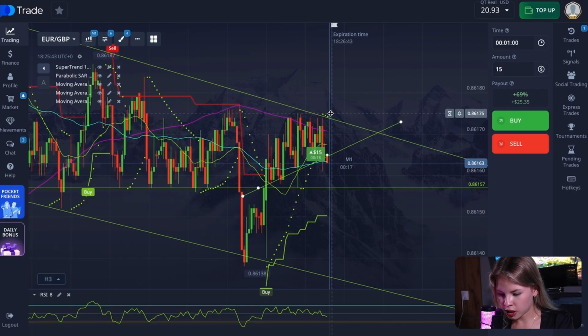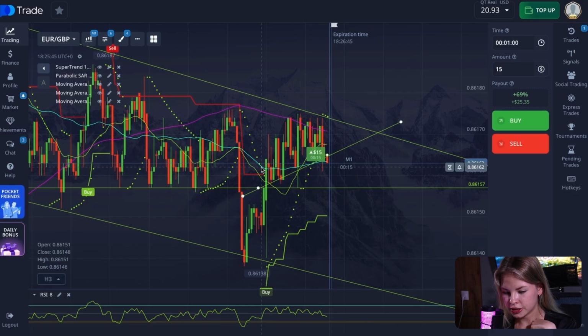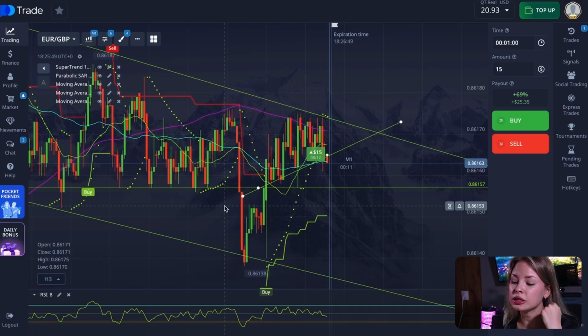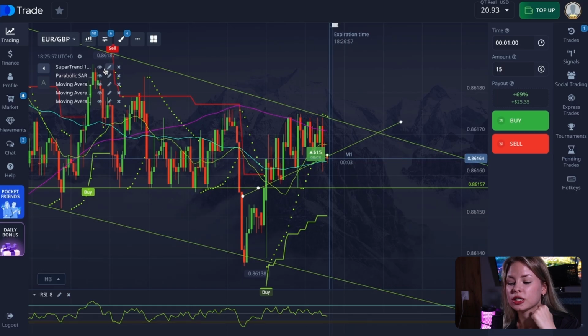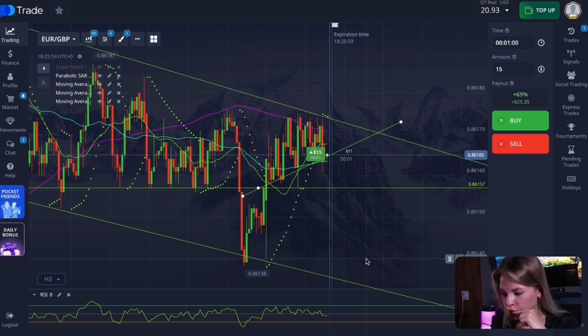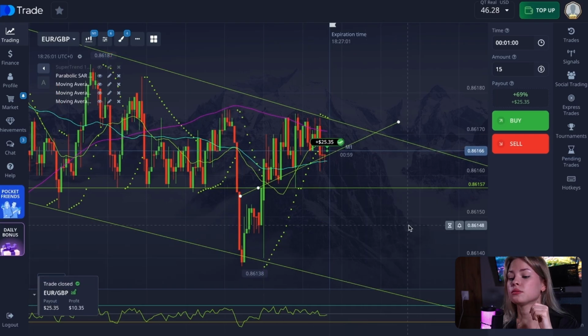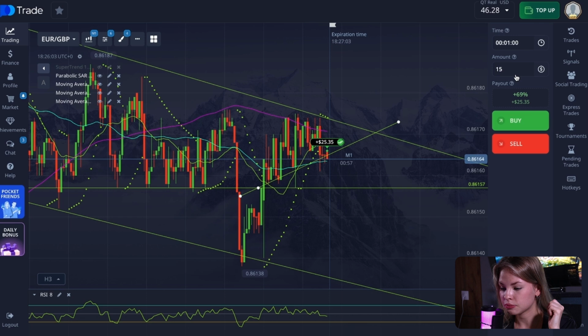Okay, let's check how our indicators align with our decisions. Spoiler, I often don't listen to indicators and I act by myself. Just remember, indicators are not a magical pill. They're just tools and they can be wrong. Use parabolic. Okay, so another profitable deal.